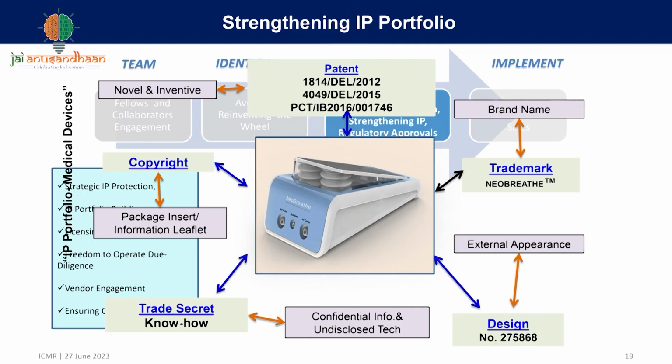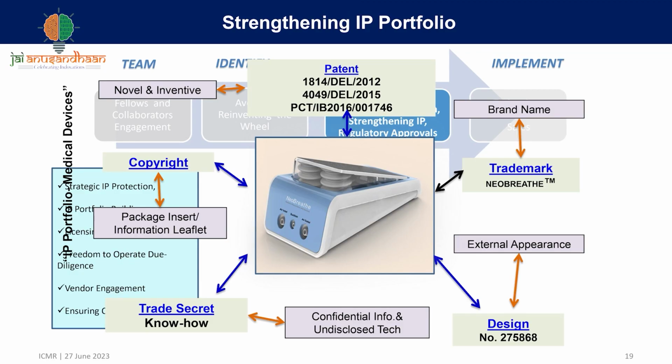The name of this product, Neo Breath, they protected by filing a trademark application. The external aesthetic features of the device are also very important. Why we like an iPhone is because it has very good external aesthetic features. External aesthetic features can be protected by filing a design application, and this is what this smart team did. They filed an industrial design application for this invention. They also filed a copyright for the leaflet within the product, which tells us how to use the product, and some part of the invention they kept with them as a trade secret, which was their know-how.